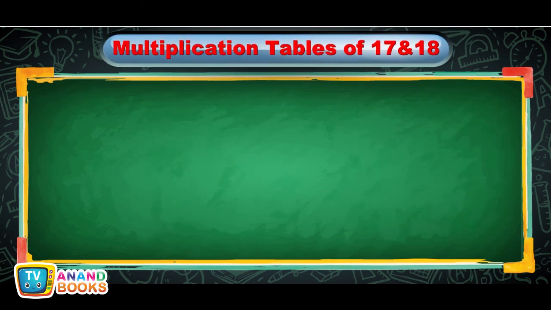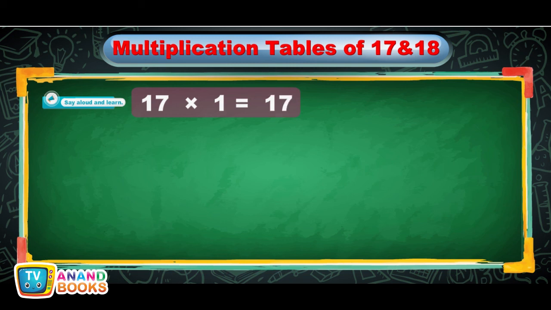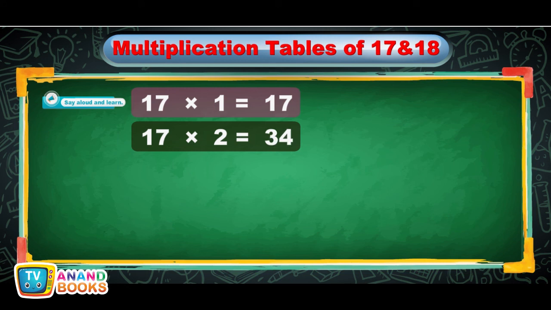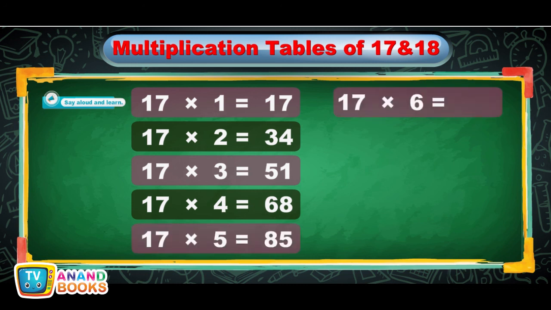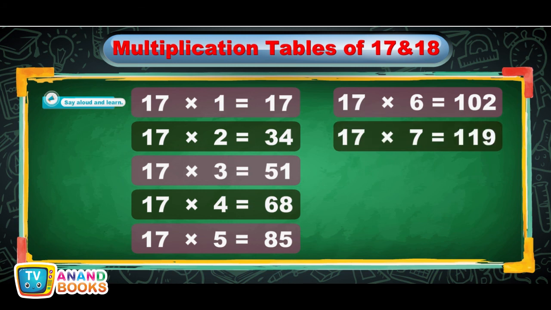Multiplication tables of 17 and 18. Say aloud and learn. 17 ones are 17. 17 twos are 34. 17 threes are 51. 17 fours are 68. 17 fives are 85. 17 sixes are 102. 17 sevens are 119.